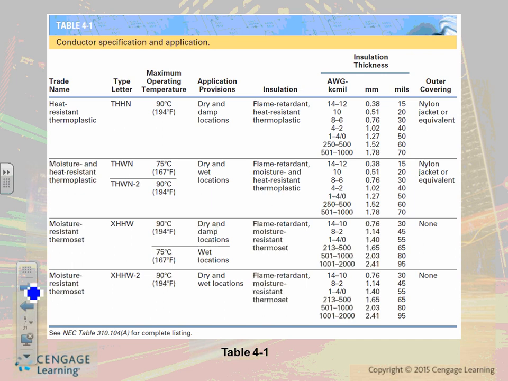Okay, we talked about this one, guys. You've seen it before, and you're going to keep looking at it over and over again. Here's your THHN rated for 90, dry and damp location, no problem. Heat resistance, flame retardant. Can you see these words that they use? Flame retardant, heat resistant, thermoplastic.